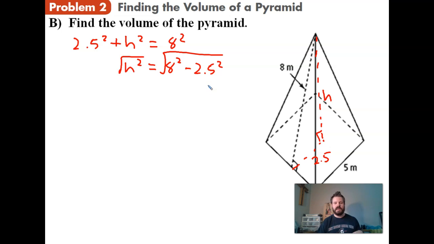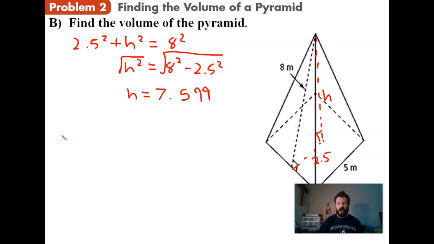Okay, usually the less time you push buttons, the less chances for mistakes. So we'll say square root of 8 squared minus 2.5 squared. That gives me not a nice number. So I'm going to say 7.599. I'm going to round that intermediate answer to 3 decimal places just to keep my final answer as accurate as possible.